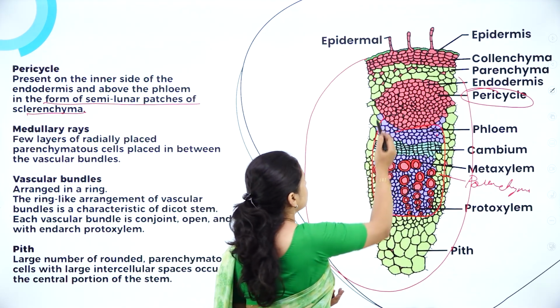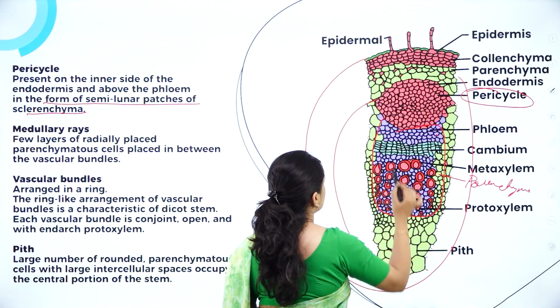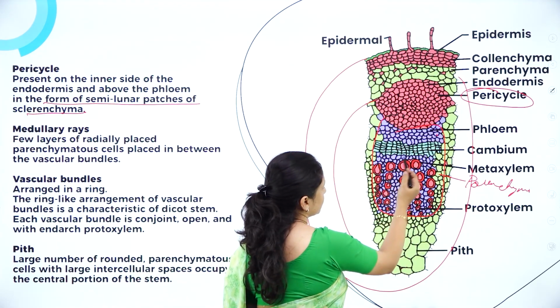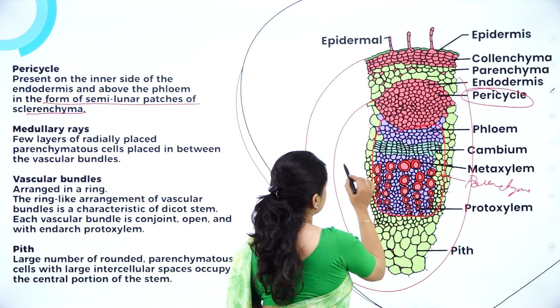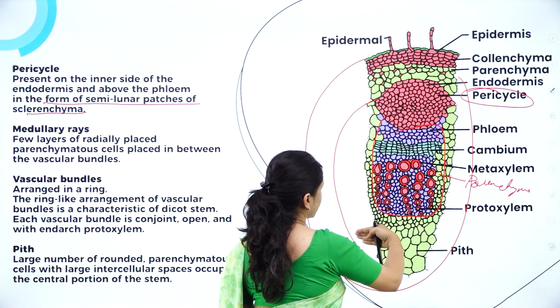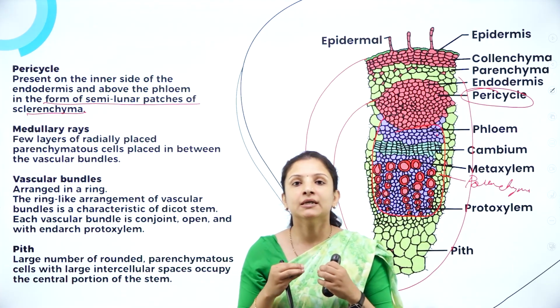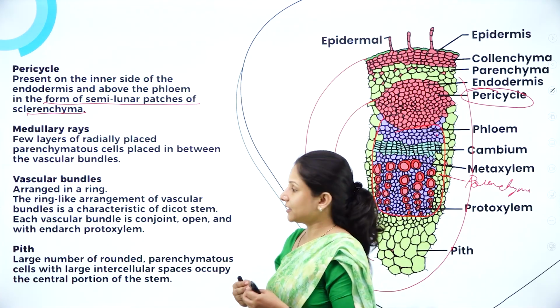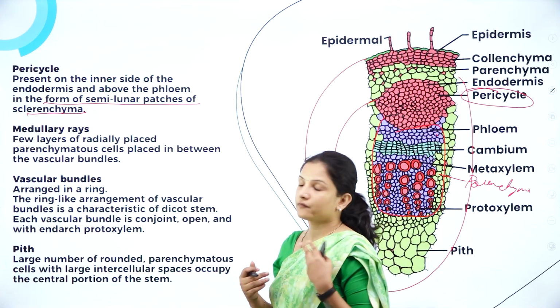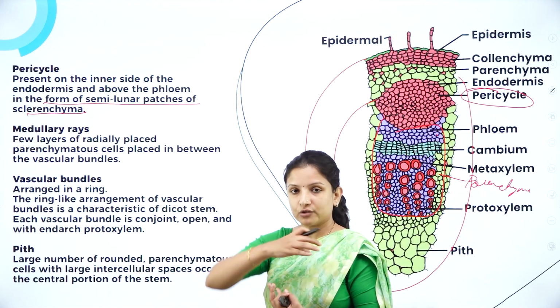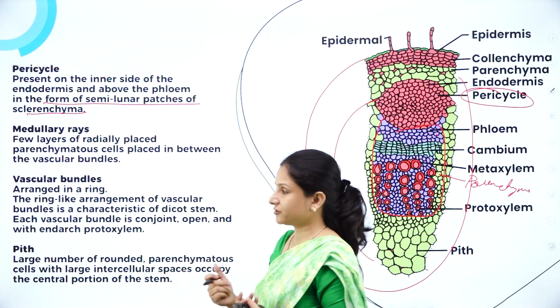So the pericycle will continue here. It will continue like this. Here one vascular bundle will be there, here it will be there, here. In between these vascular bundles, they have some cells which are parenchymatous in nature, and therefore they call it the medullary rays, because it forms a ray-like structure. So that is why.